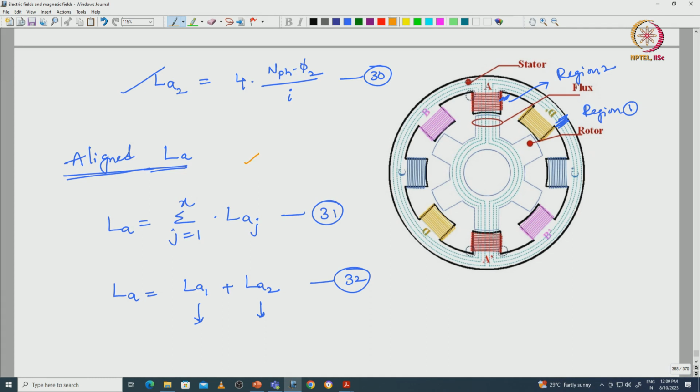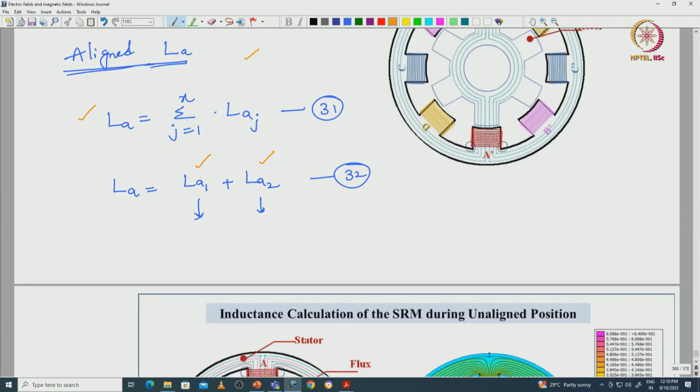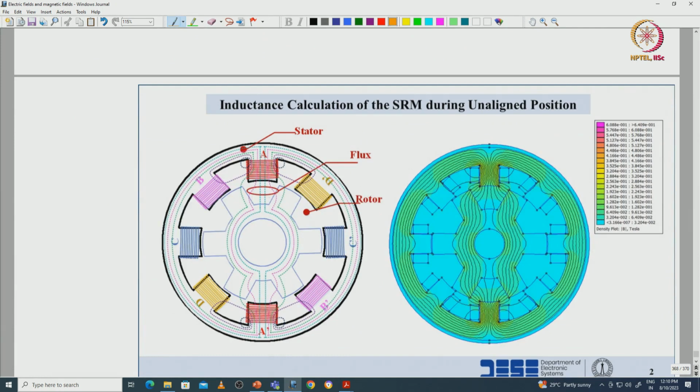With respect to the flux plot, we have divided the regions into region 1 and region 2. With respect to region 1, the inductance will be LA1, and with respect to region 2 the inductance will be LA2. So, finally, the sum of these two inductances will give the actual aligned inductance value. In the same way we can calculate the inductance for the unaligned position.